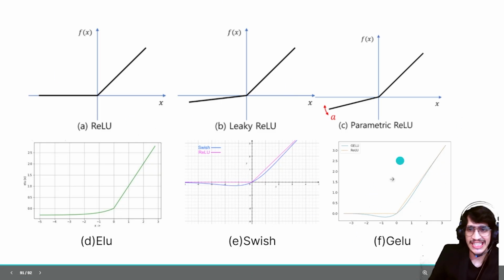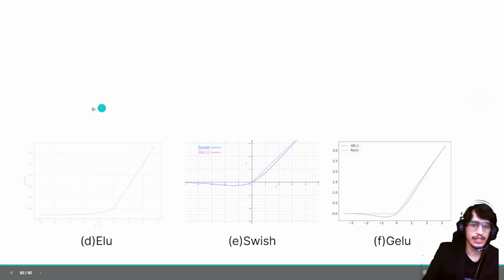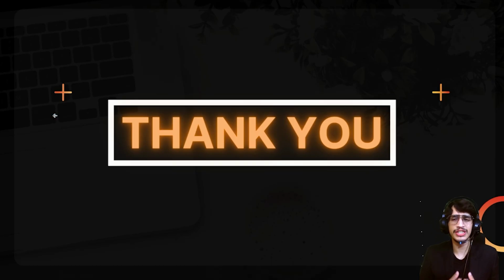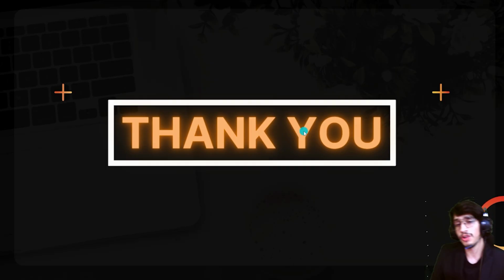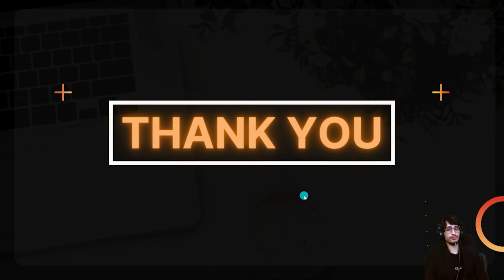Okay, so these are some activation functions other than those which we covered in the first part, and these solve our main problem, which is the dying ReLU problem. So this is how we solve the dying ReLU problem.